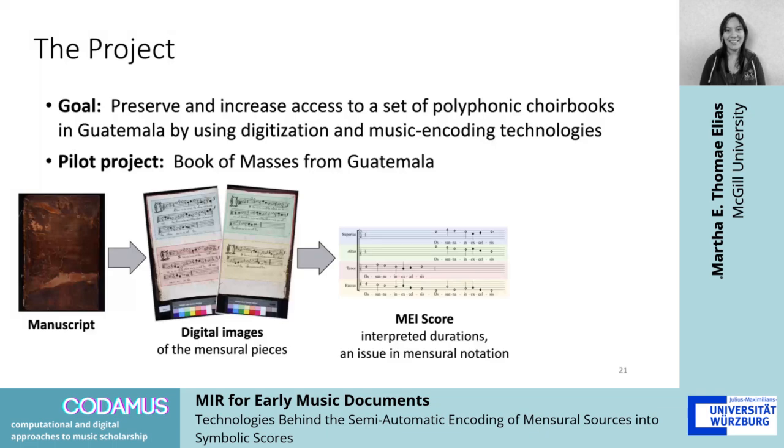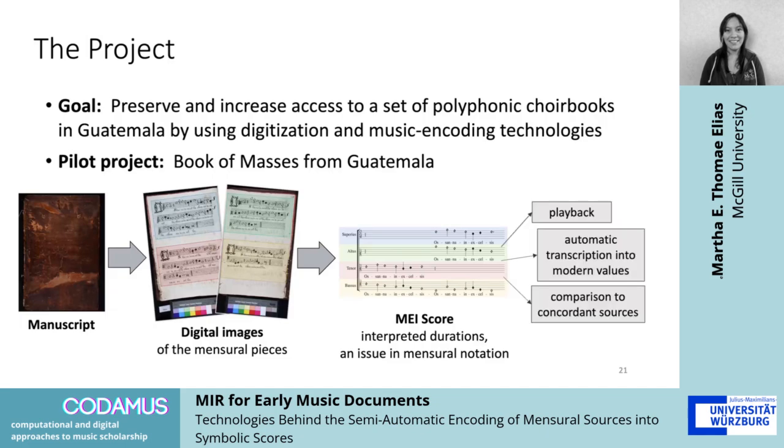The idea of these scores is to increase access to the corpus because you can ask Verovio, which I mentioned before, to actually play back the music. If you write a script, you can perform automatic transcription of these into modern values because you already have the durations and everything is lined up. So the first will make it accessible to the general public. The second, the automatic transcription into modern values, would make it accessible to modern musicians.